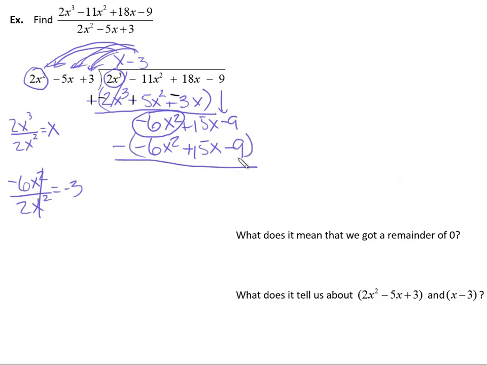And I want to subtract all of that. And again, we're going to do it by adding the opposites. That's now a plus. So that cancels. Those cancel and those cancel, which tells me we get a nice remainder of 0. So what does it mean that we got a remainder of 0? I mean, it went in perfectly, right? So x minus 3.